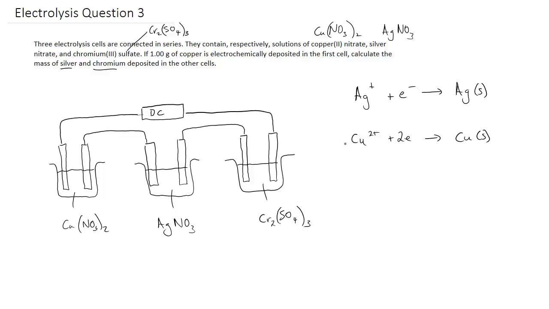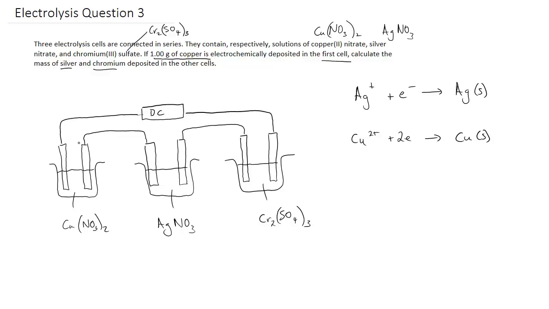We also have the water that we need to consider, because one part of the DC power supply is going to be negative, the other one's going to be positive. So we'll have electrons being accumulated on one electrode, and then electrons being taken out of the other electrode. We have to be very careful with what actually is occurring at those electrodes. So let's read the question. If 1 gram of copper is electrochemically deposited in the first cell.